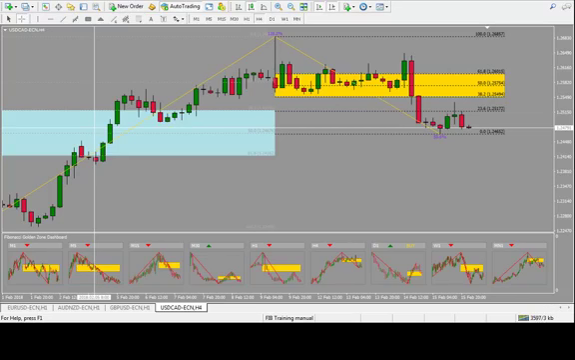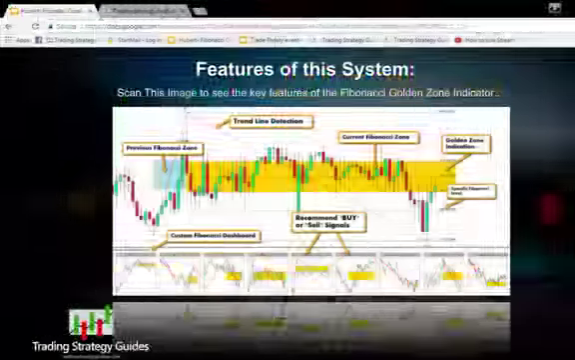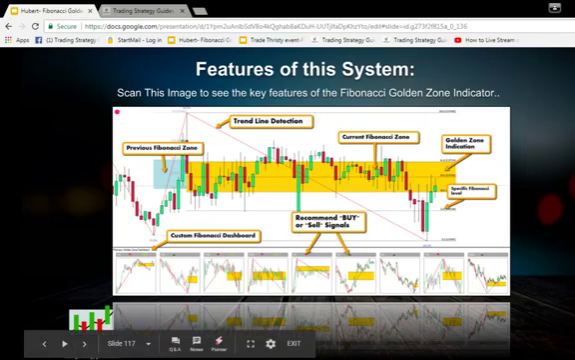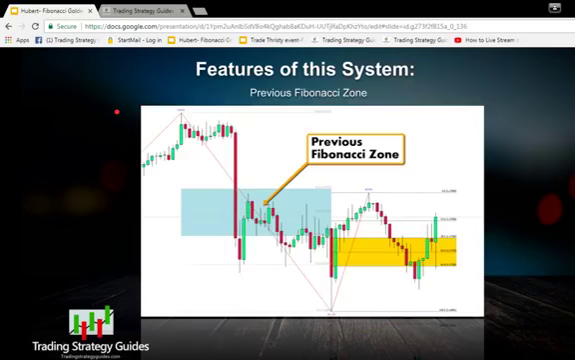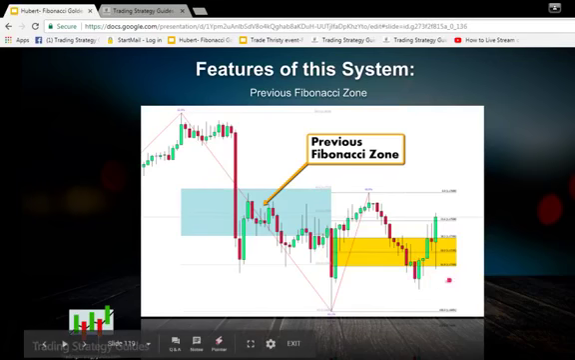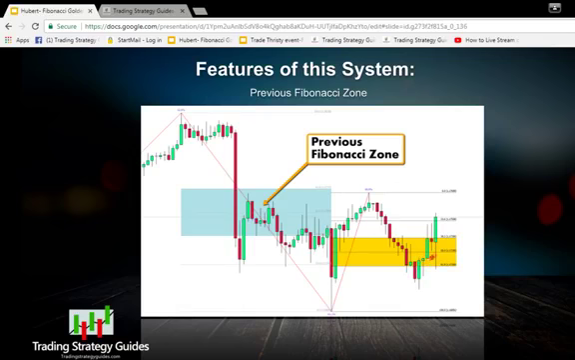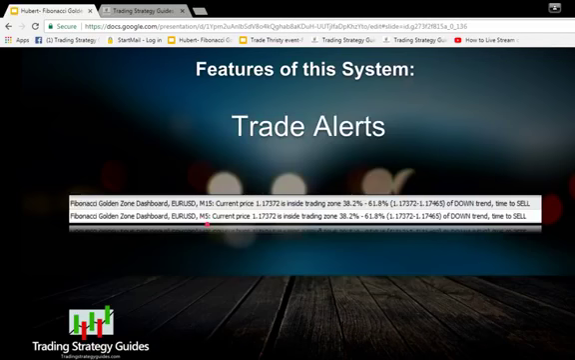Yeah, so I'll just show you a bit further through the slides, because there's a couple of other special things I wanted to show you here. Okay, so like I said, we talked about the dashboard. This blue zone shows you the previous Fibonacci zone, the one before where price is currently, so you can get a sense of how well they were respected or not.